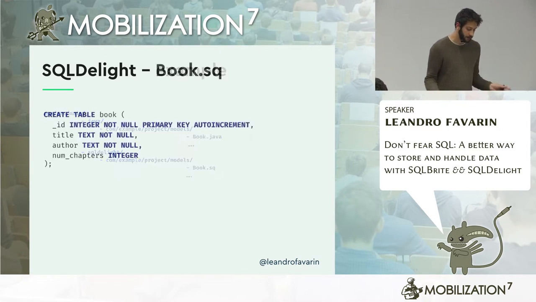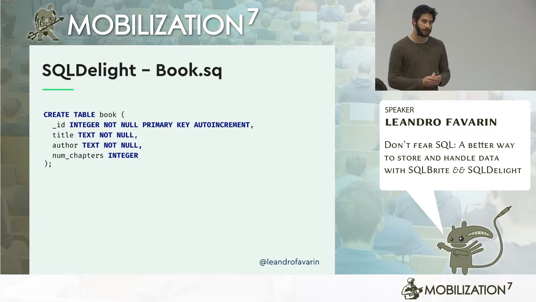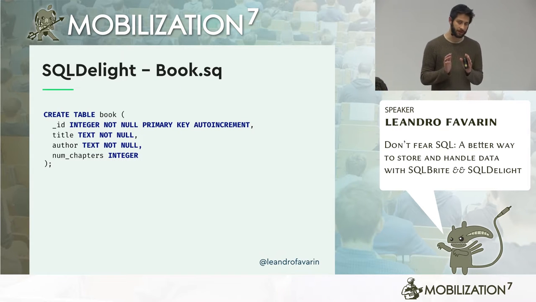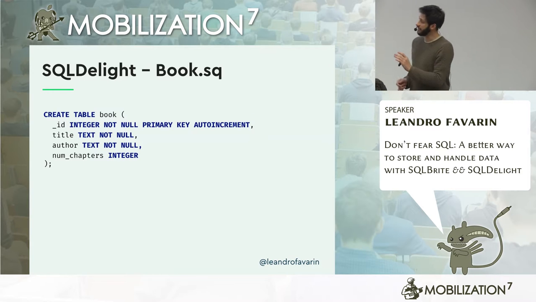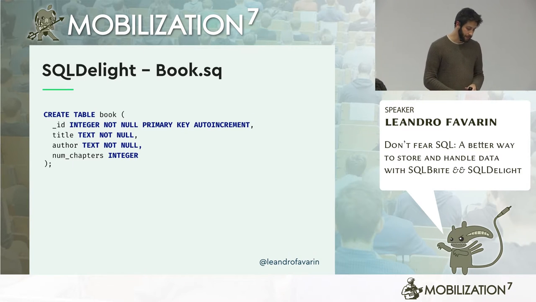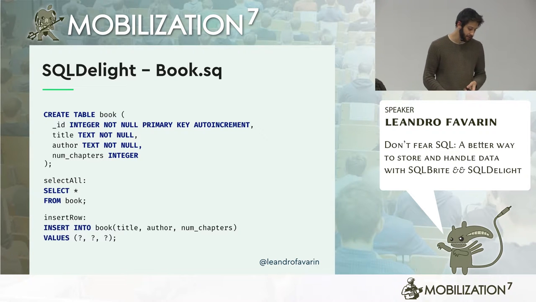As we create this file, we define our table and how it's going to look. This is a fairly simple example of a table called book. I define here four columns, and you can see that they all have syntax highlighting, as SQLDelight allows. I'm taking this opportunity to write after that some queries and operations, like, for example, select or insert.